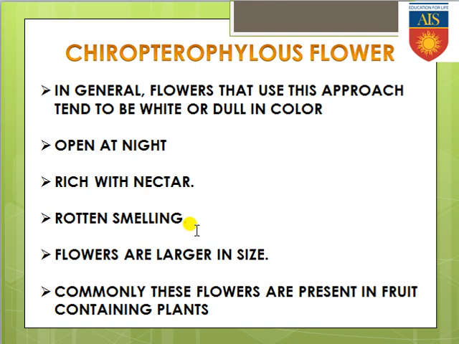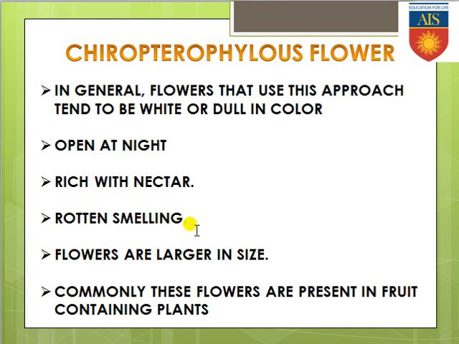Open at night. Already I have told you they blossom during the night time, because the bats are only available at night. They are roaming here and there during the night. Rich with nectar. Obviously those flowers should contain a huge quantity of nectar, so that the bats can eat that nectar and accidentally the pollen grains can get transferred by them.